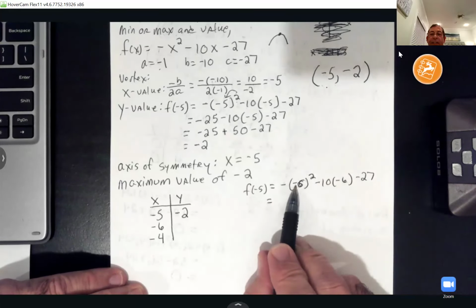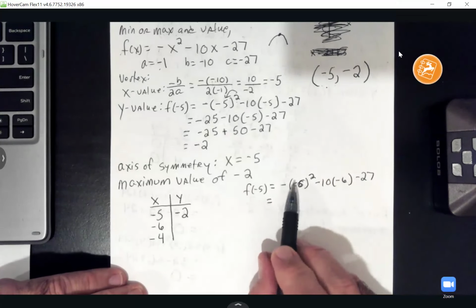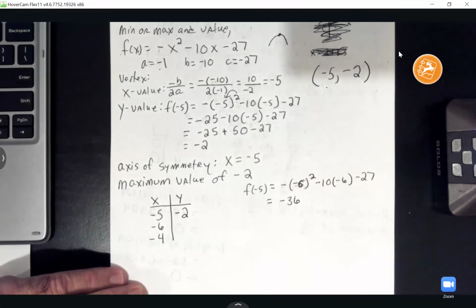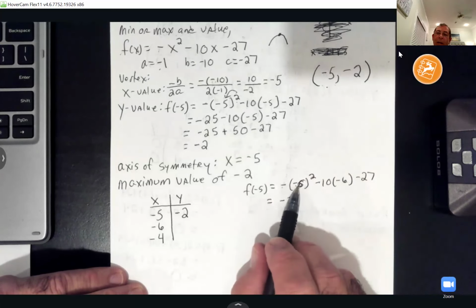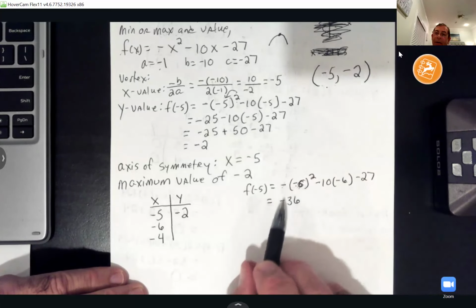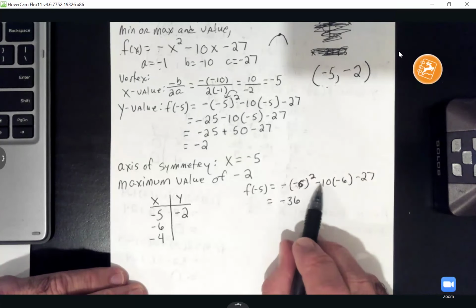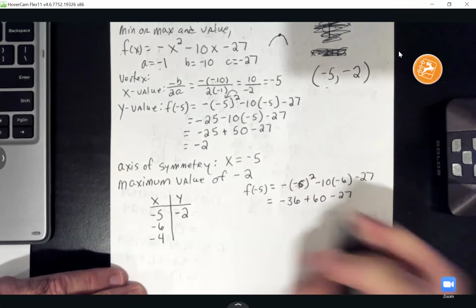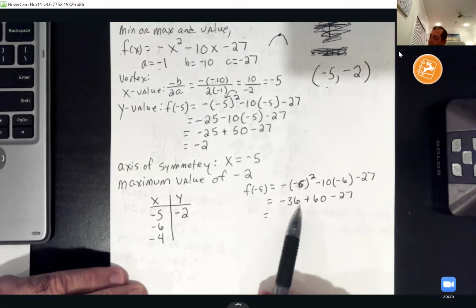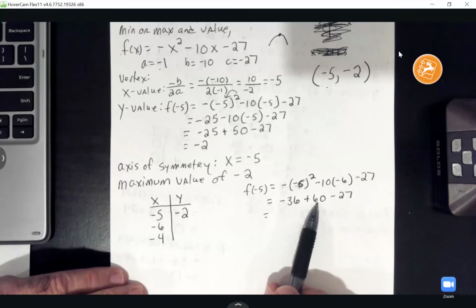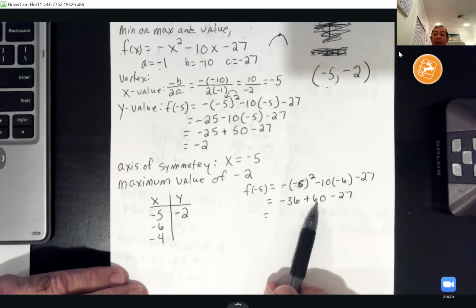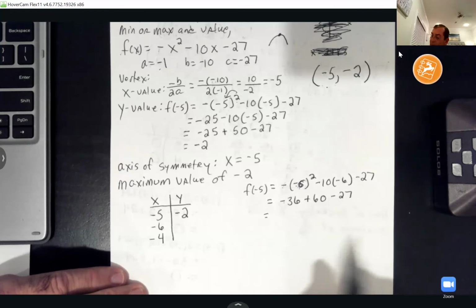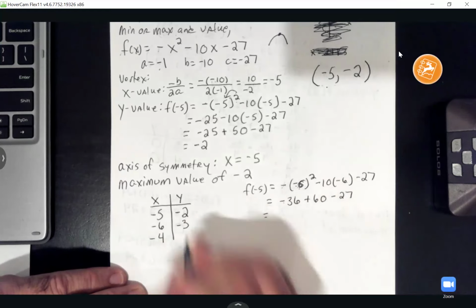-6 squared is 36. Times that negative is going to make that -36. And I don't care if you put a positive number or a negative number into this equation with that negative there, it's always going to end up negative. Minus 10 times -6 will be plus 60, and then minus my 27. So let's see what we get. -36 plus 60 is a positive 24. 24 minus 27 gives me a -3.